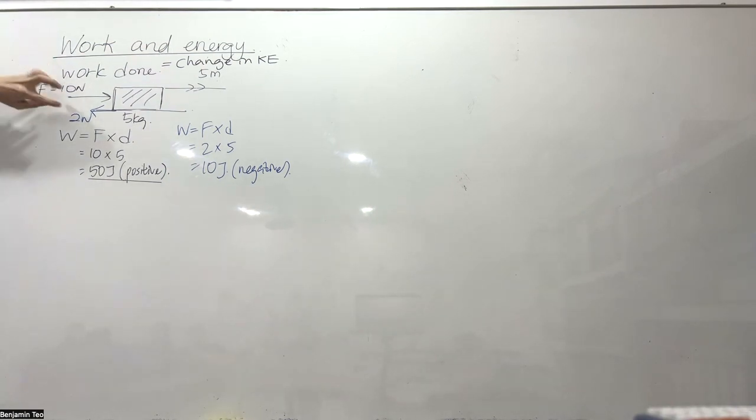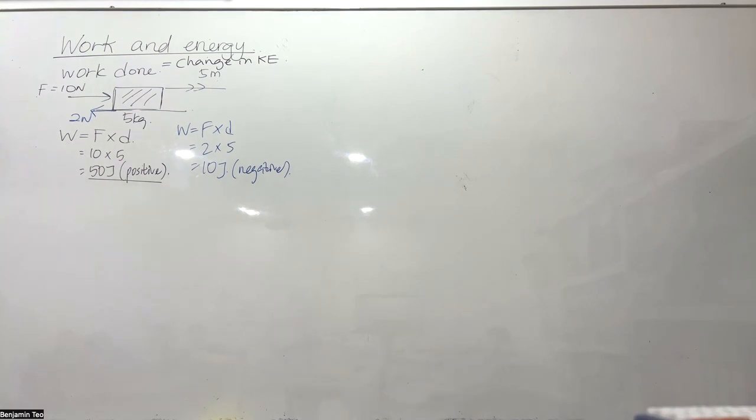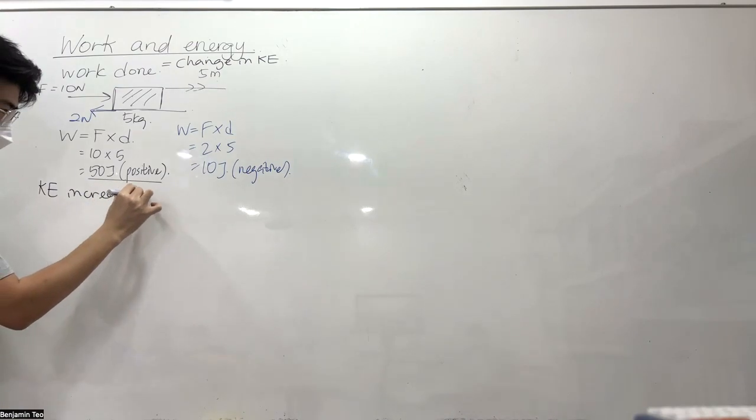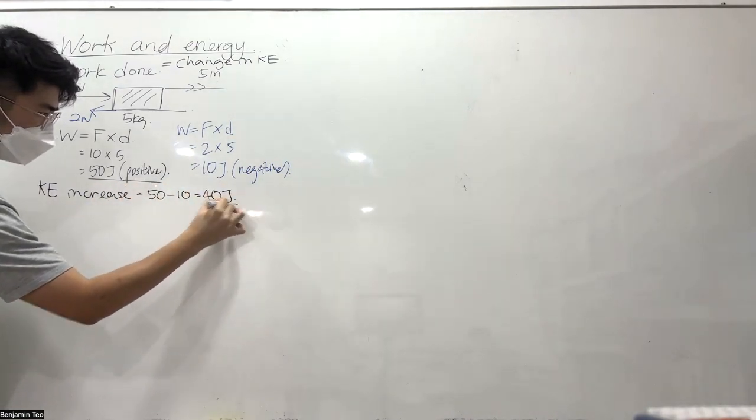One force, I got 2 forces here. I'm doing positive, the friction is doing negative. So overall, is the object gaining kinetic energy or losing kinetic energy? I've done 50, it takes 10, so it's gaining 40. Since the object is gaining 40, the kinetic energy increase is equal to 50 minus 10. Okay, we got 40 joules.